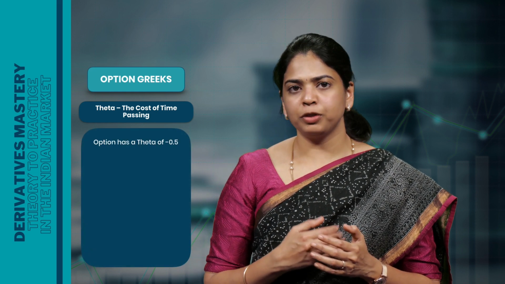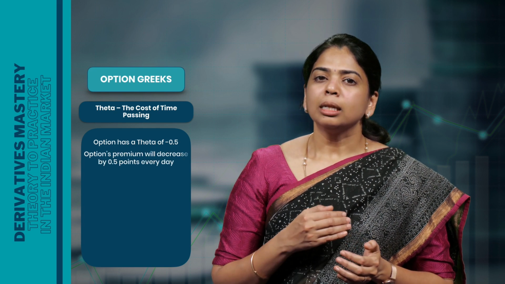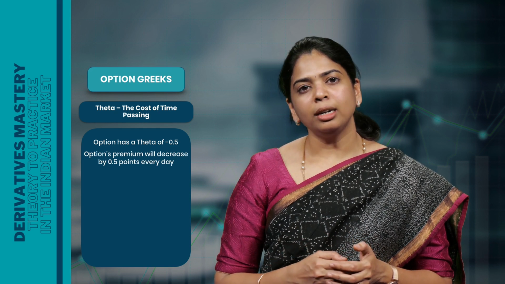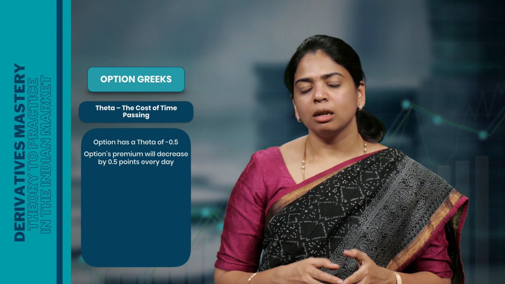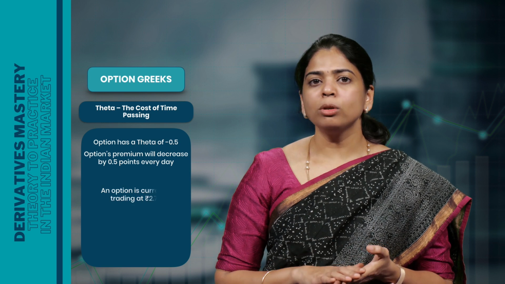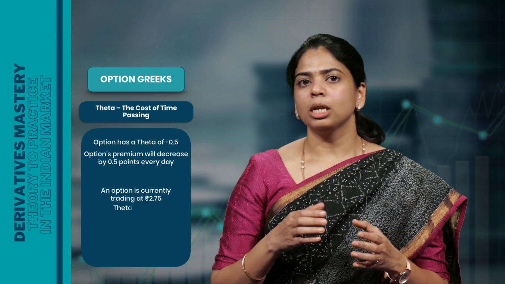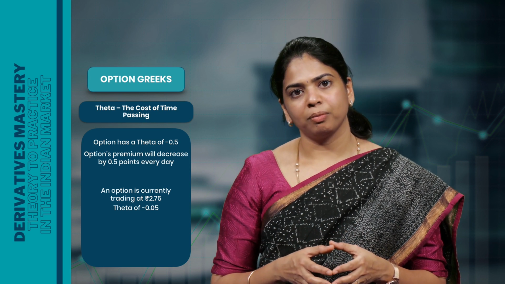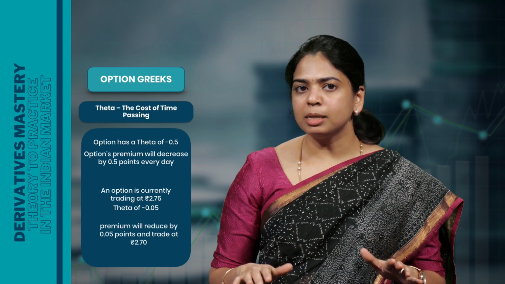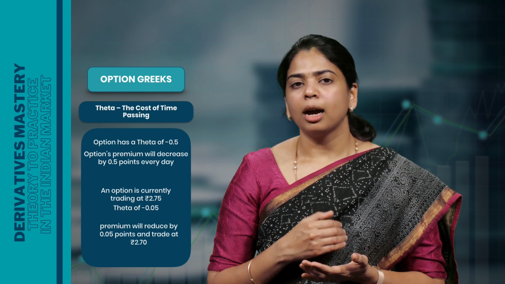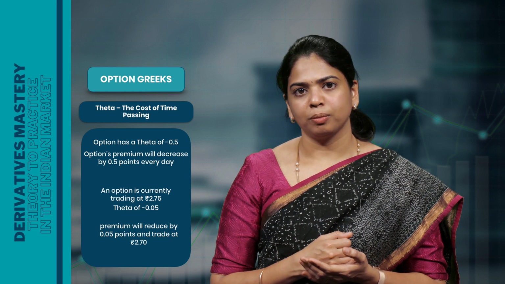For example, let us say an option has a theta of negative 0.5. This means the option's premium will decrease by 0.5 points every day, provided there are no changes in the other factors like the underlying asset's price or its implied volatility. Suppose an option is currently trading at rupees 2.75 and has a theta of negative 0.05. By the next day, all else being equal, the premium will reduce by 0.05 points and trade at rupees 2.70.